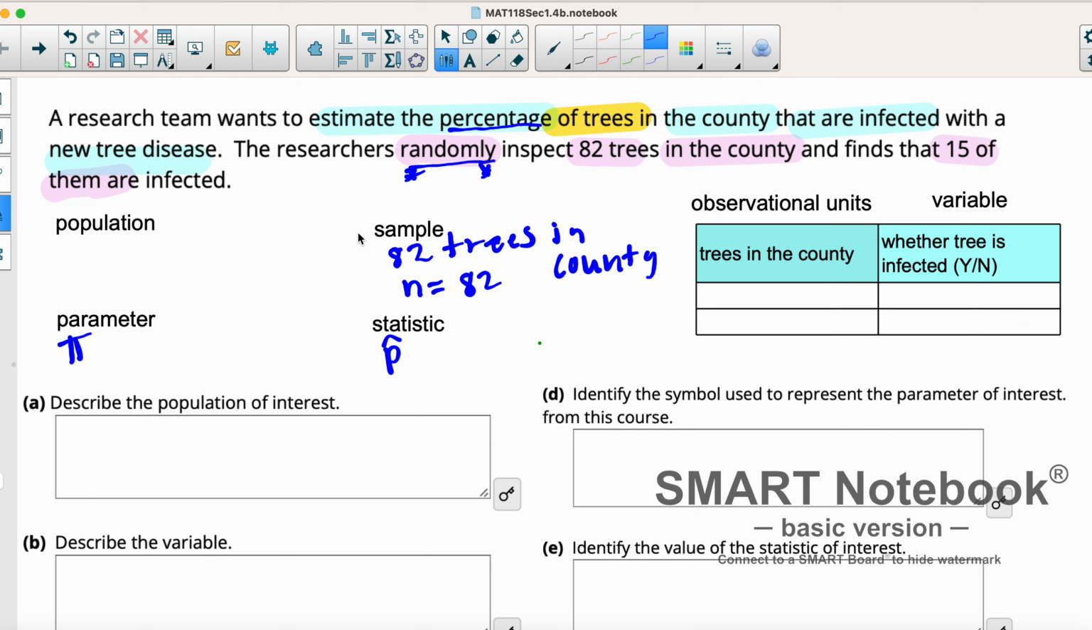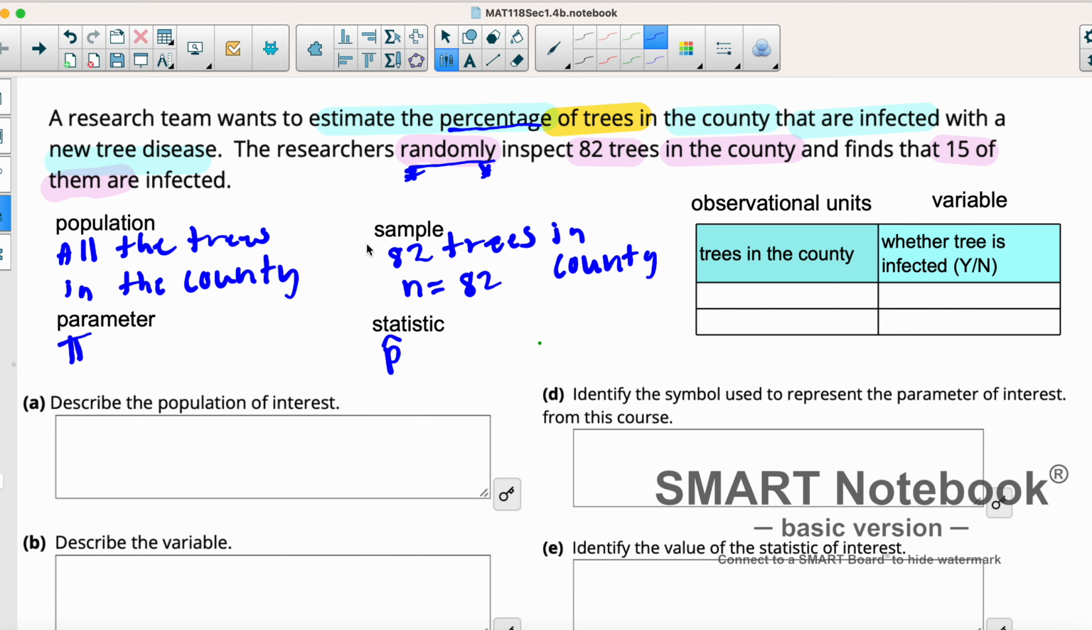All right, so then let's go to population from there. If we took 82 trees in the county, that's some of the things. The population is all of the things. So the population that we're interested in is all the trees in the county. All right, so then let's fill out what else we have.